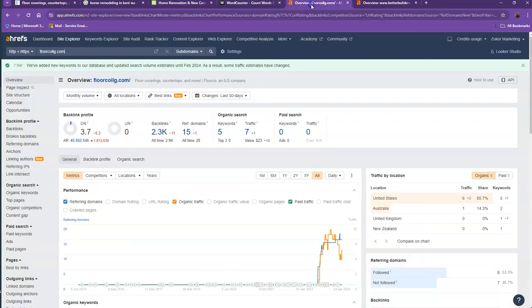So let's go ahead and move on with the numbers. We have here Ahrefs, one of the paid tools that we're using to get some more information on the back end of your website. So we'll be talking more about the numbers, starting off with DR.